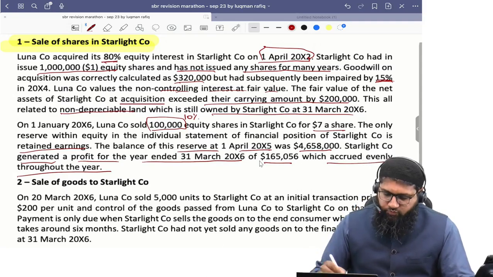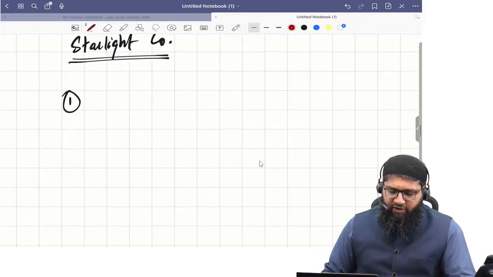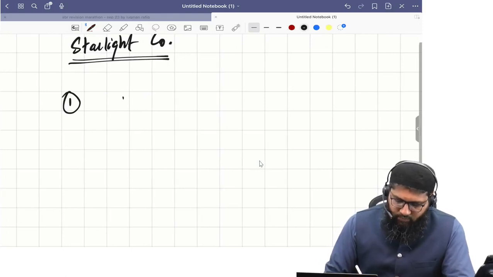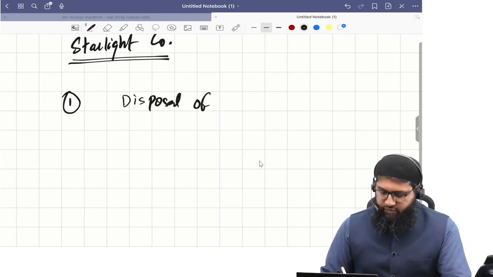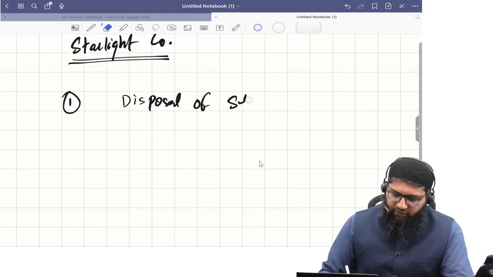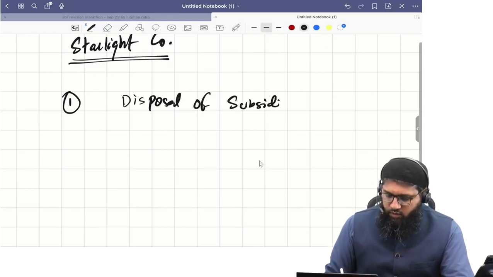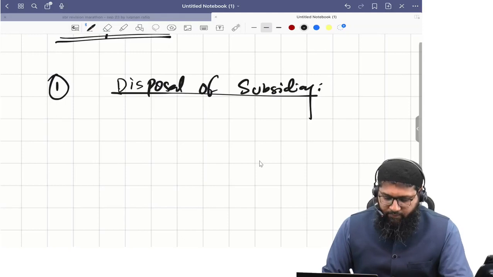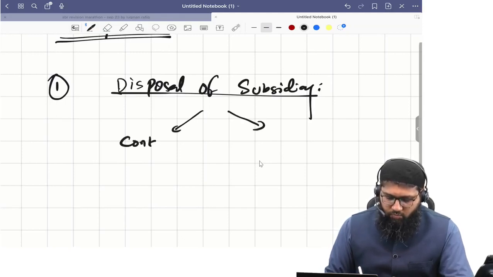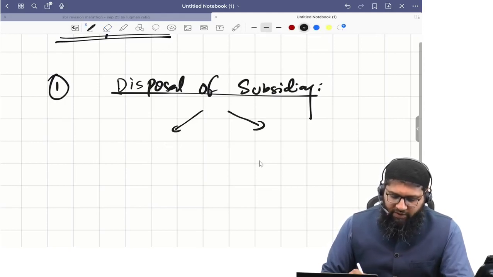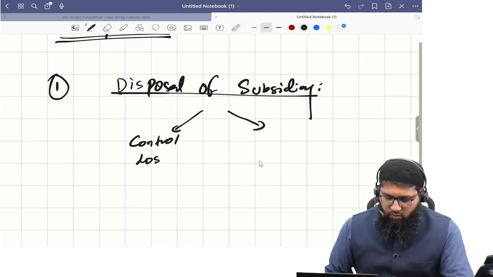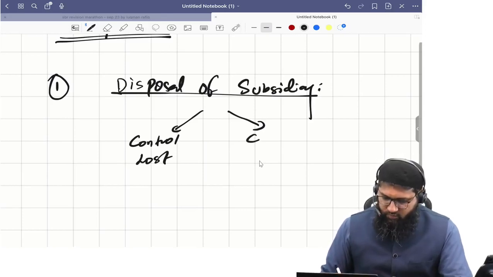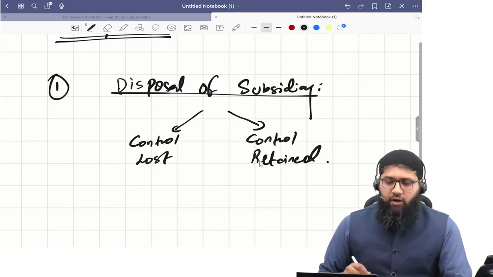Now, there is something that I want to explain to you with respect to this, which is disposal of a subsidiary. There are multiple scenarios, and amongst the multiple scenarios, one of them could be control lost, and the other one could be control retained.